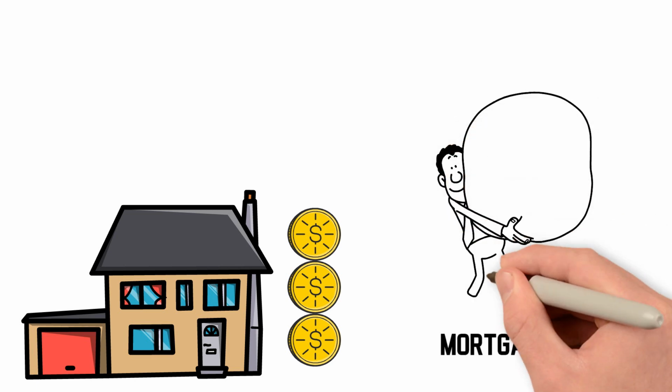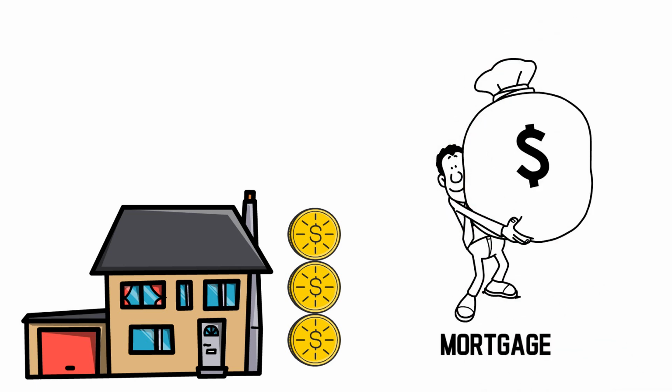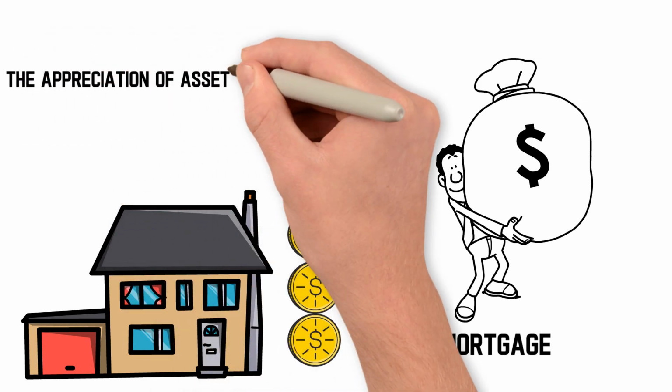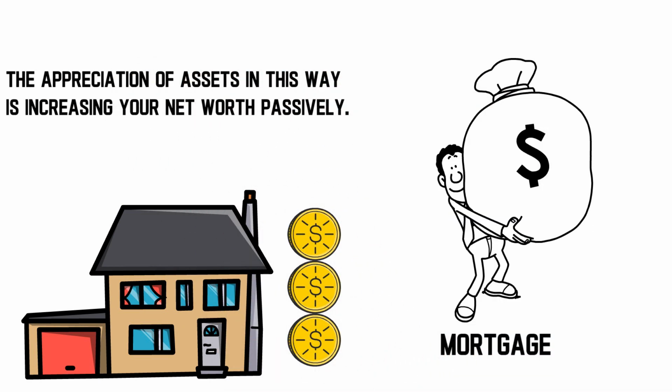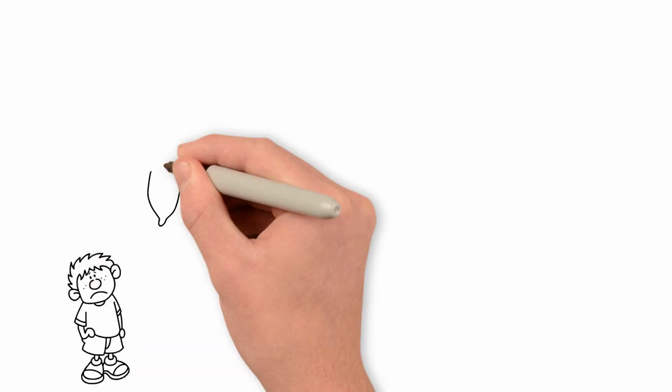So your home increasing in value while the amount of your mortgage is reducing means that your overall net worth is actually increasing. The appreciation of assets in this way is increasing your net worth passively. This means that you aren't doing a great deal to increase your net worth. You're simply owning an asset.